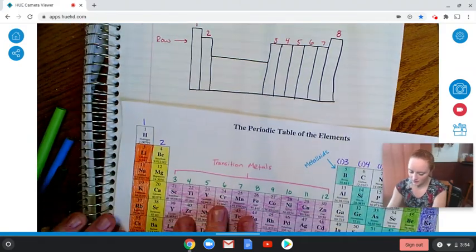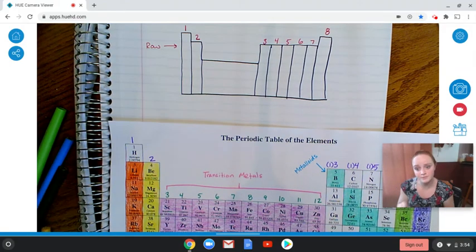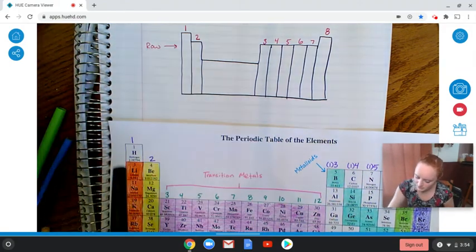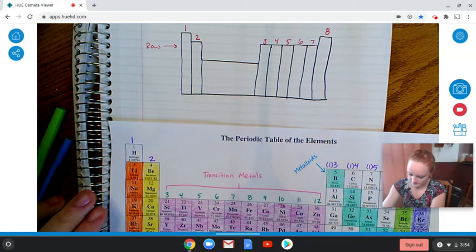All right, row 2. So there goes the clock again. Sorry.